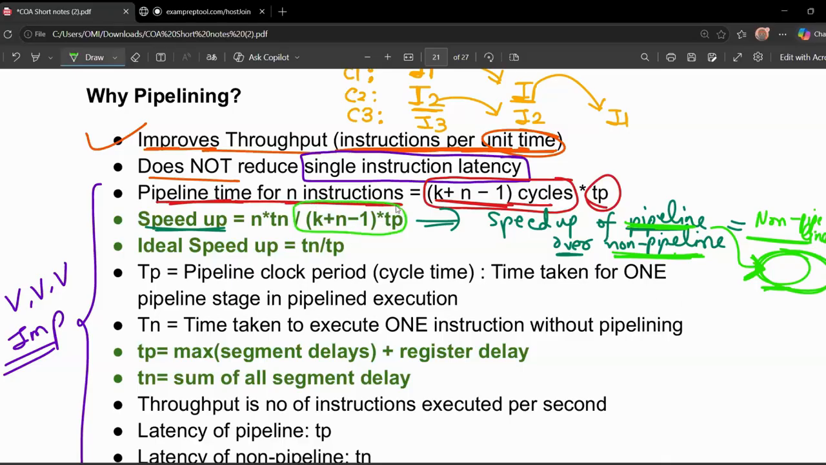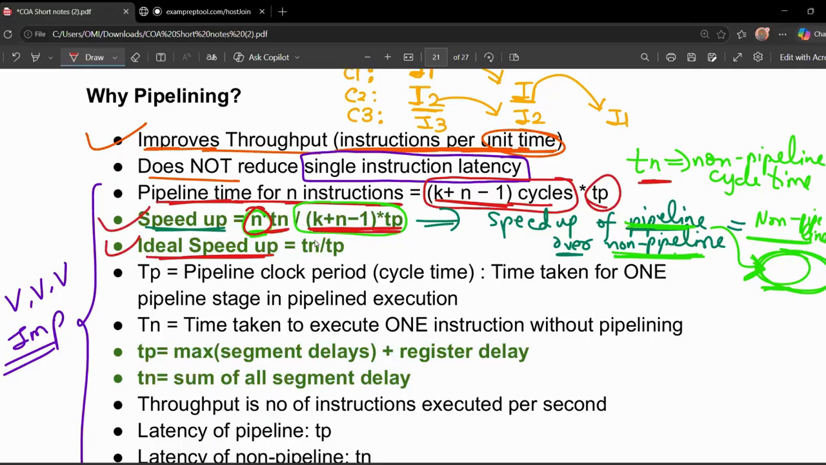This is the time for pipeline, and n into Tn. Tn is the non-pipeline cycle time, and n is the number of instructions. So each instruction will take Tn time, which gives n into Tn divided by k plus n minus 1 into Tp. So this is the speed up. Now this is the ideal speed up time.